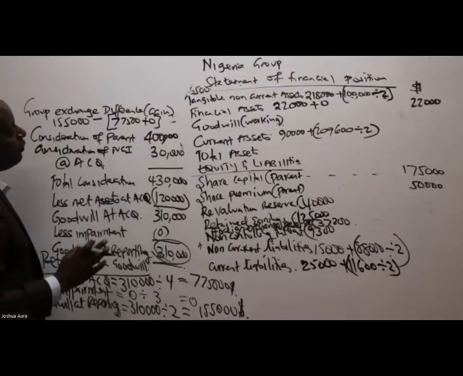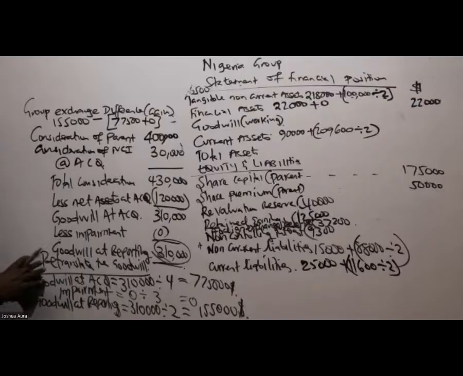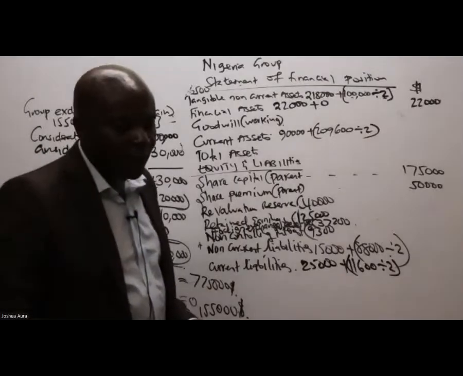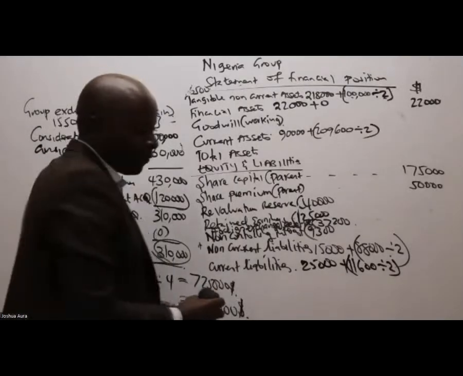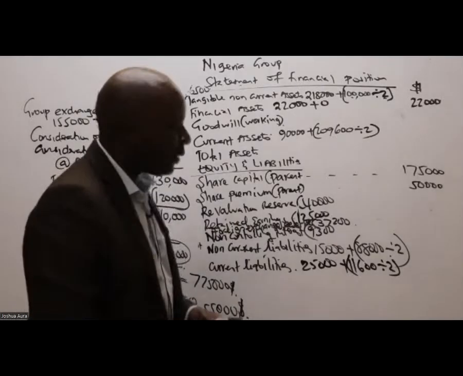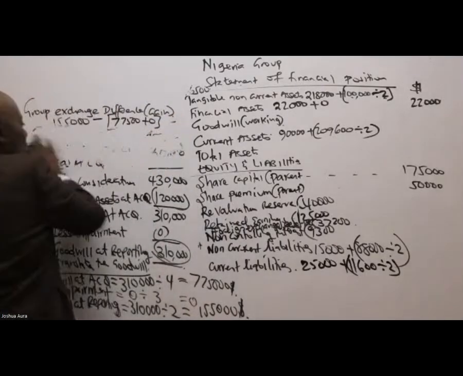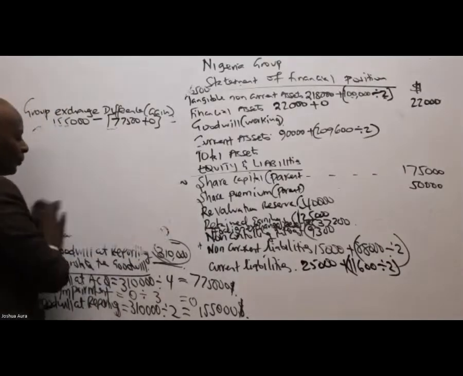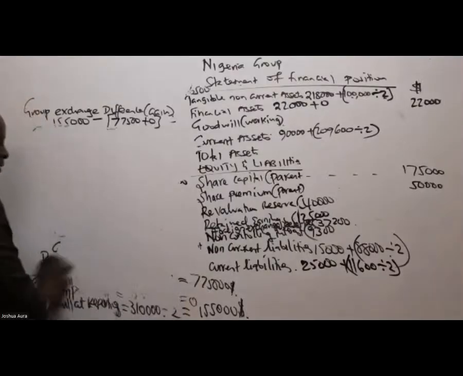So how much do we have there, somebody, as our group exchange difference? What amount do we have there? Yeah, 72,500. Be given a figure of $72,500.